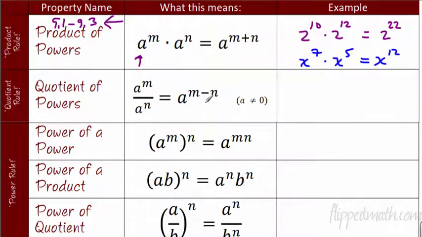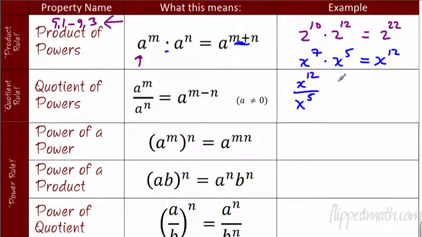Well, what about the opposite of that, the inverse? The opposite of multiplying is dividing. So the rule stays the same basically, except you're still doing the inverse. The opposite of adding exponents is subtracting. So if you have, I'm going to start with some variables this time, x to the 12th and we're dividing out, I think of it as dividing out x to the 5th. What does that mean?